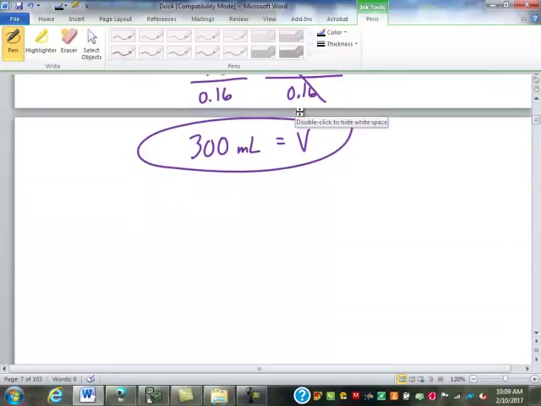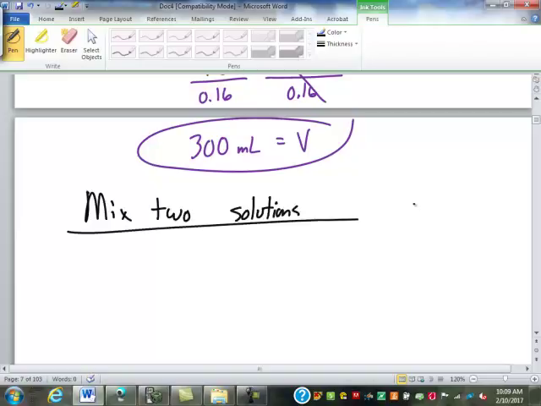If we mix two solutions, we're looking at the same solute, the same active ingredient, same serum, just different concentrations.